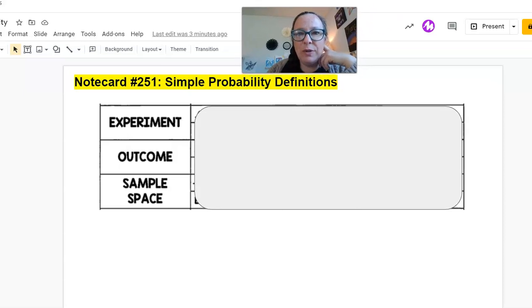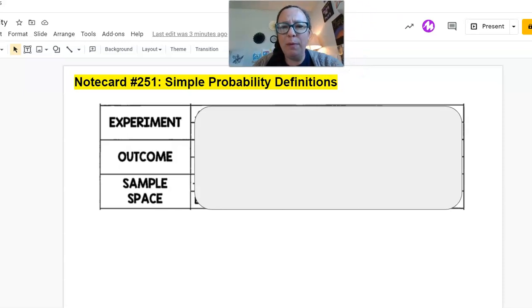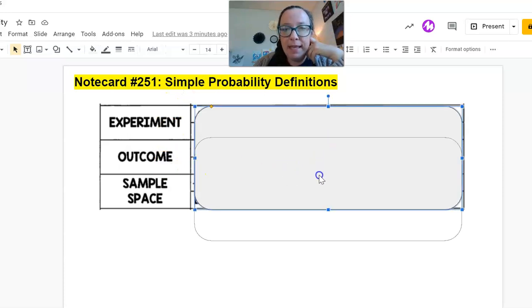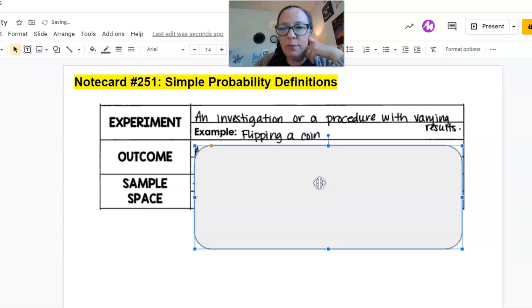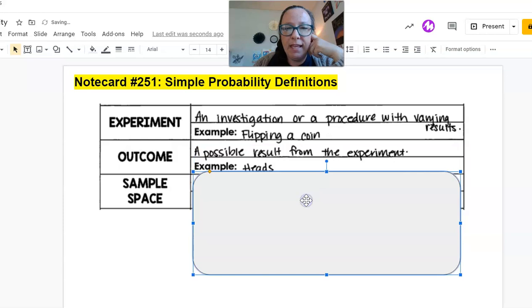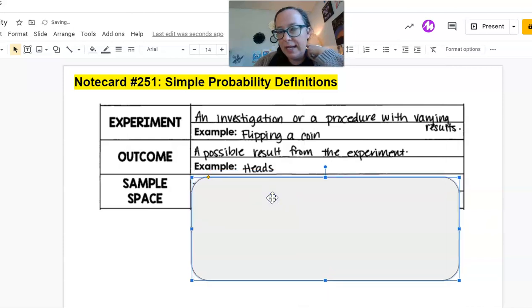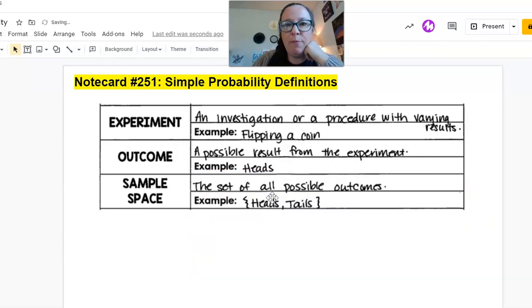All right, so this is note card 251, and it's just some simple probability definitions: experiment, outcome, and sample space. An experiment is an investigation or a procedure with varying results. An example of that would be flipping a coin. You can flip it and get heads up or tails up. An outcome is a possible result from the experiment, like from flipping a coin, your outcomes are you can get heads up or tails up. The sample space is the set of all possible outcomes. So with flipping a coin, your set of all possible outcomes are you get heads up or tails up.